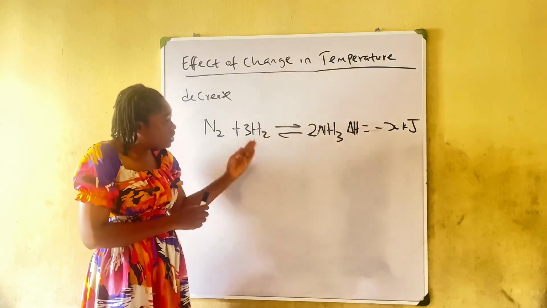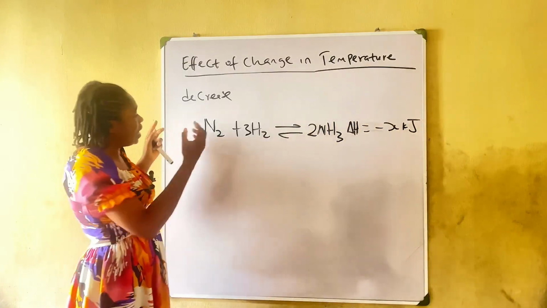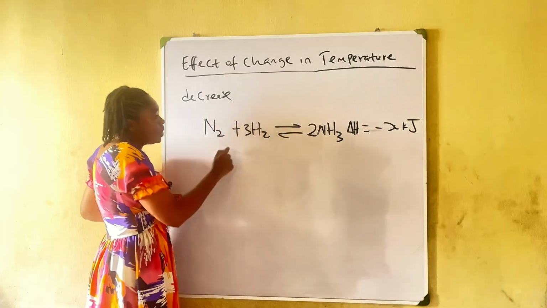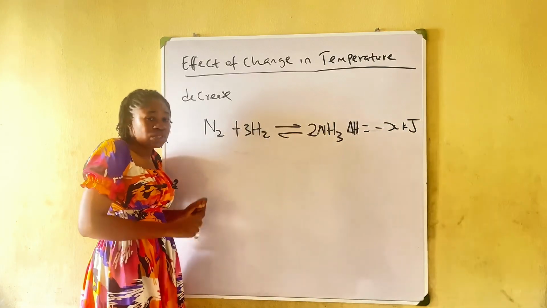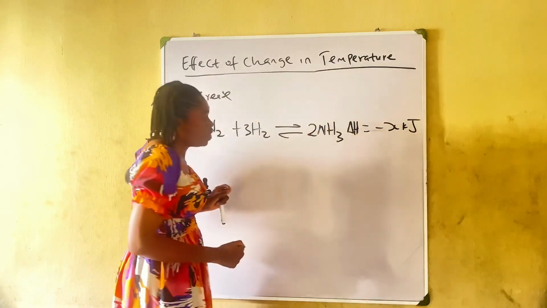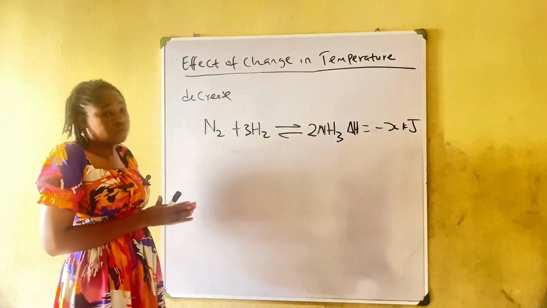Equilibrium position is going to shift to the left, favoring reactant formation. But if you lower the temperature, or decrease the temperature of this system, equilibrium position is going to shift to the right, favoring product formation. So, an easier way to know this, to avoid confusion.